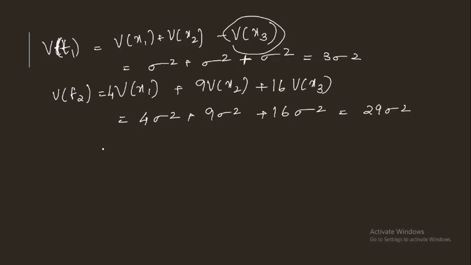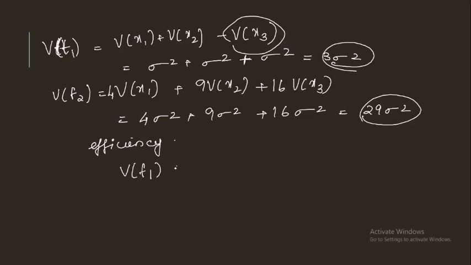So in order to find out the efficiency, we have to check the quantities over here. It is clear that the variance of T1 is less than the variance of T2. Therefore, we conclude that T1 is more efficient than T2.